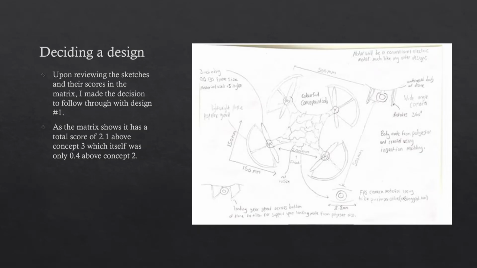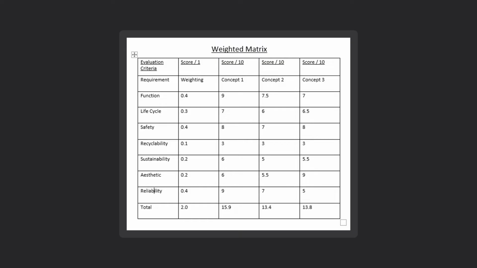Deciding a design. Upon reviewing the sketches and the scores in the matrix, I made the decision to follow through with design number 1. As the matrix shows, it has a total score of 2.1 above concept 3, which itself was only 0.4 above concept 2, as shown here.